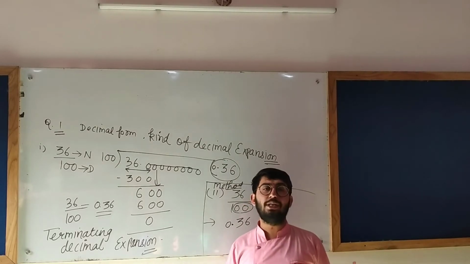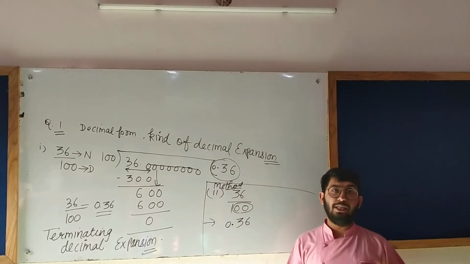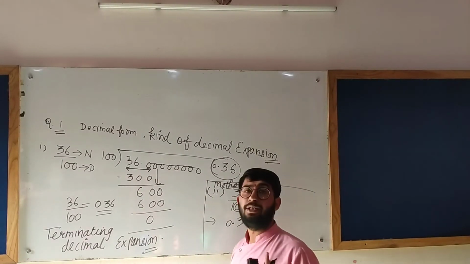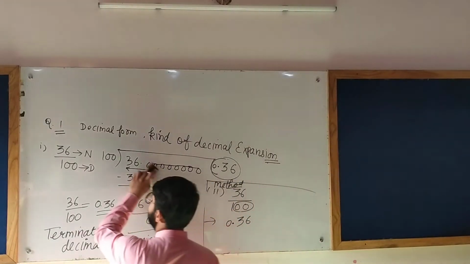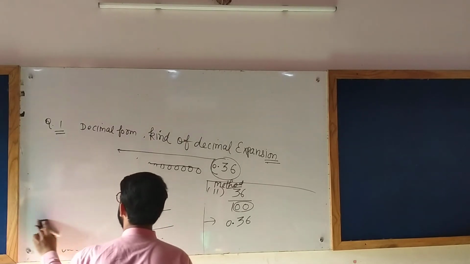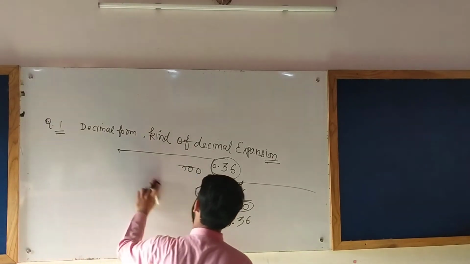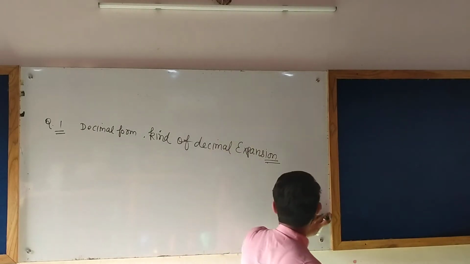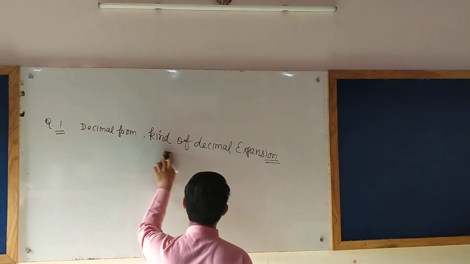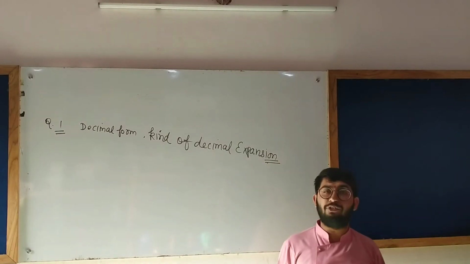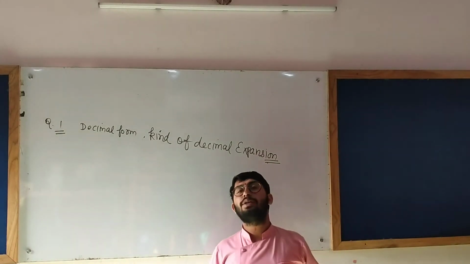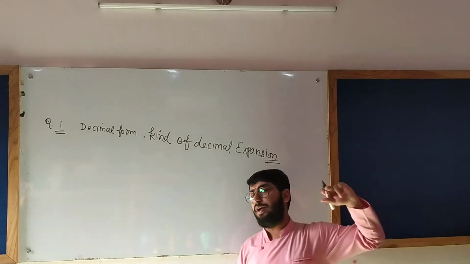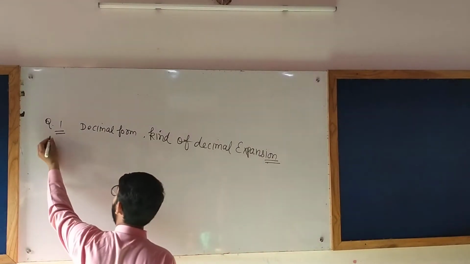Now I am proceeding towards the second part of this question. The question is still not completed. We are proceeding towards the second part of this question. It has terminating decimal expansion. If the number of digits after a decimal is finite, is countable, then you can say that the decimal expansion is terminating.